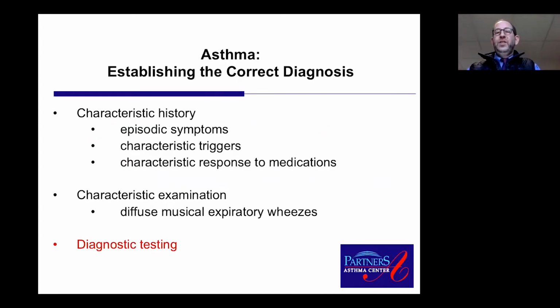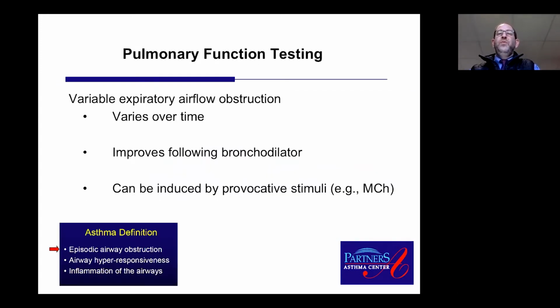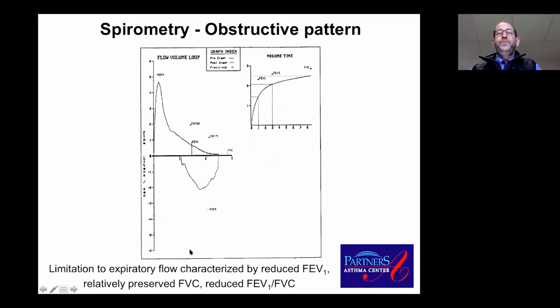All right, diagnostic testing. This is done by something called pulmonary function testing, and we're looking for variable airflow obstruction over time on expiration. This generally improves with a bronchodilator, and if we need to, we can induce it by provocative stimuli such as methacholine. This is to try to capture this notion of episodic airway obstruction.